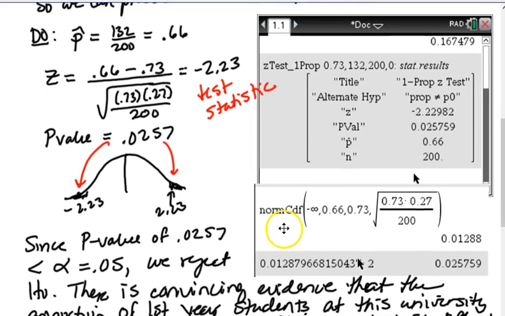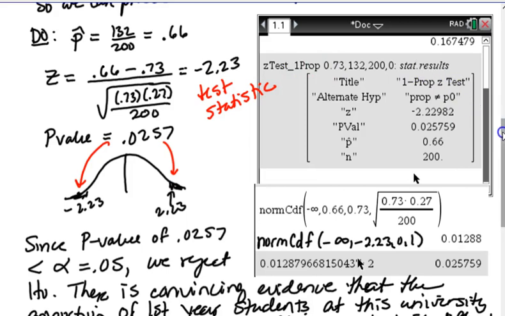All right, so how do you go about calculating the p-value? Well, one way we can do the normal CDF, and notice I used the 0.66 and the 0.73 and the standard deviation, or I could have also done normal CDF negative infinity, negative 2.2301, and I would have gotten the same thing. Notice then I did it using the test on the calculator.